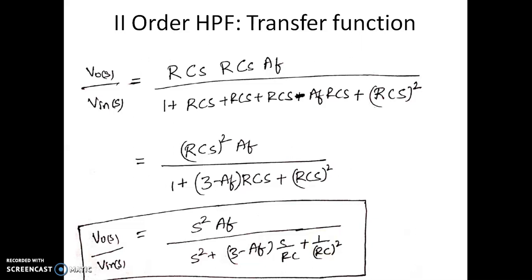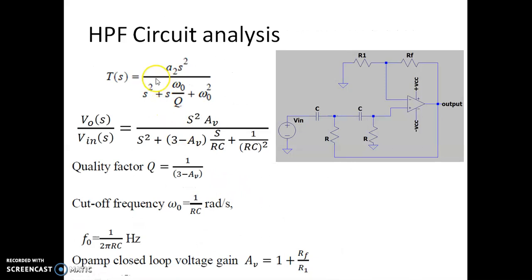So we will try to compare this with the generalized expression, to get the value of Q, omega naught and all those things. Here this is the generalized transfer function for a second order high pass filter. This is the transfer function for this particular circuit. If we compare these two, we are going to get the quality factor of the poles as Q equal to 1 over 3 minus AF. The cutoff frequency in radians per second is 1 over RC, or in terms of hertz it will be 1 over 2 pi RC.